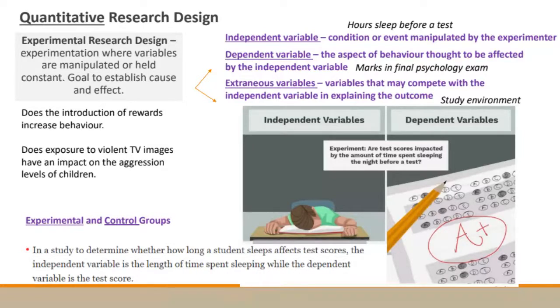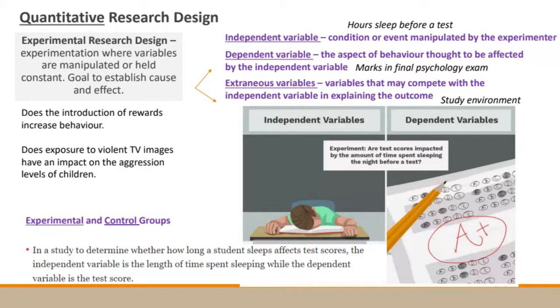So a question could be, we did touch on Skinner in the first chapter, the Skinner box and rats and behavior, and does the introduction of rewards increase a particular behavior? It's a manipulated experiment. Does exposure to violent TV images have an impact on the aggression levels of children? It can be a manipulated experiment. So you have different groups. You can have an experimental group who receive the treatment, and you can have a control group who don't receive the treatment. But basically, that's what you're doing. You're doing an experiment and you're manipulating variables.